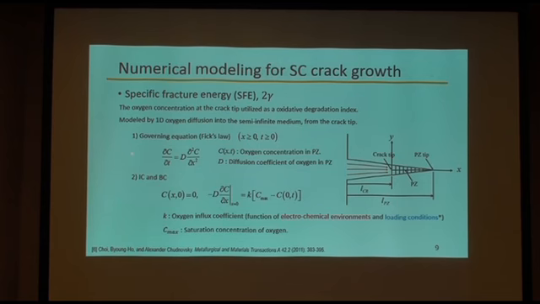First, we use the diffusion equation of Fick's law, where C is the oxygen concentration along the process zone, and D is the diffusion constant of the oxygen in the process zone. And we can use the simple initial condition and boundary condition. Here K is the oxygen influx coefficient, and it must be a function of electrochemical environment and loading condition. So it is a very important function in this model. And C sub max means the saturation concentration of oxygen.